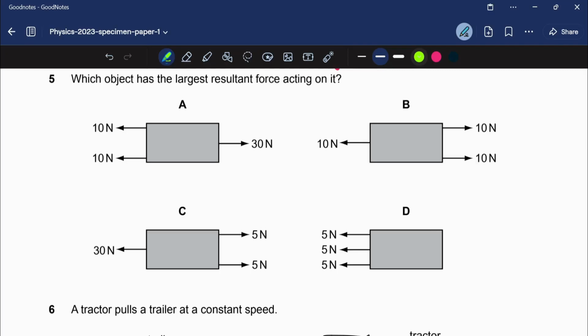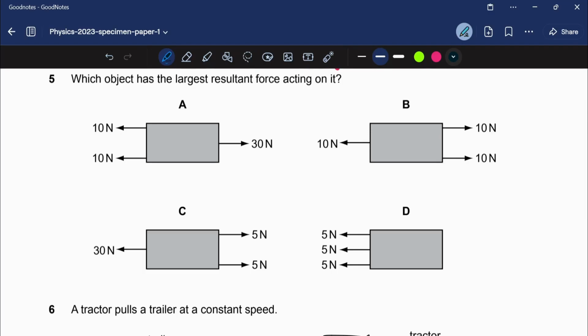That's what we are going to calculate in this question first, and figure out which one has the largest resultant force, irrespective of the direction. In which direction is the force? We just need to find the magnitude, because force is a vector, it has a magnitude and a direction. That's the side note, but let's see which object has the largest resultant force.